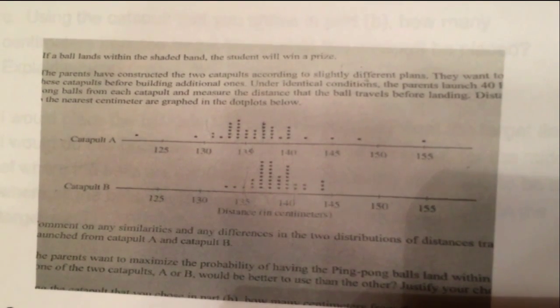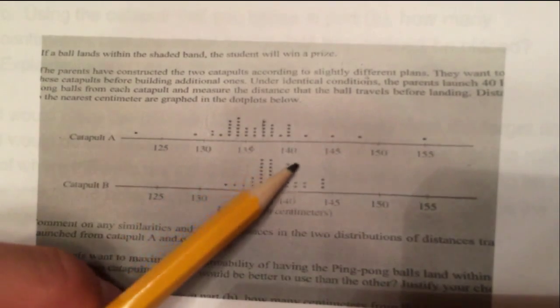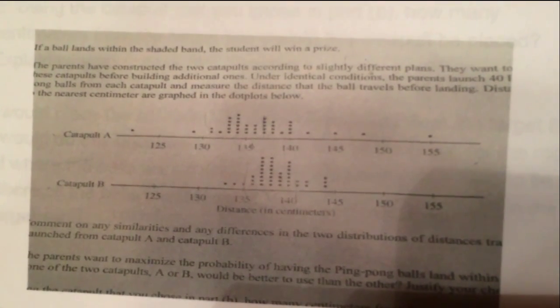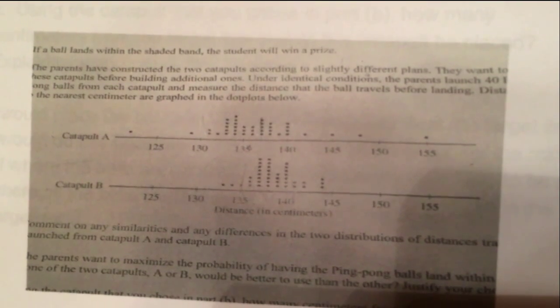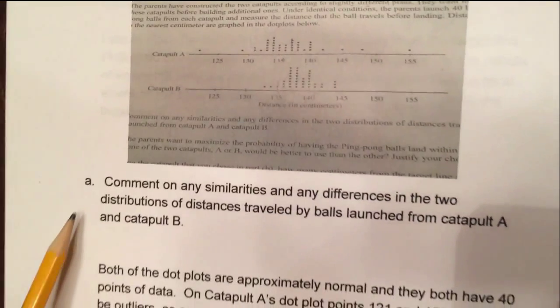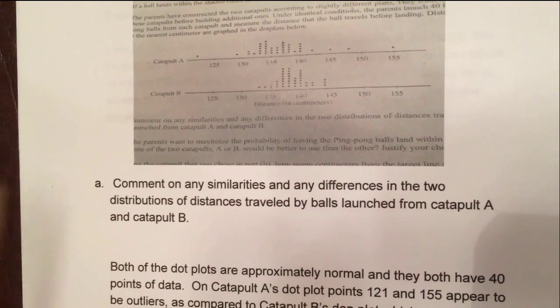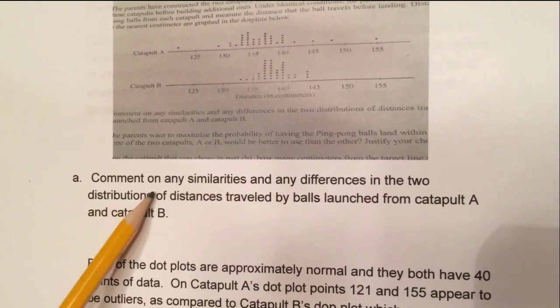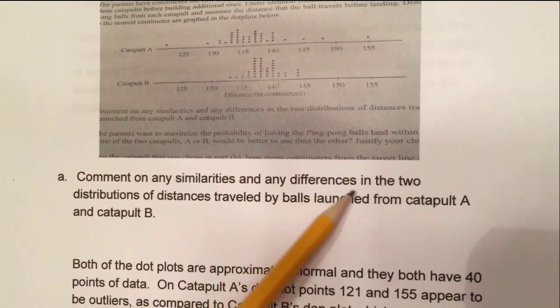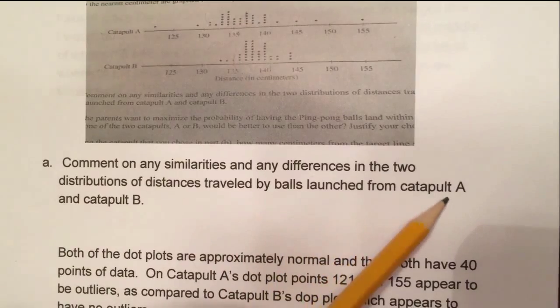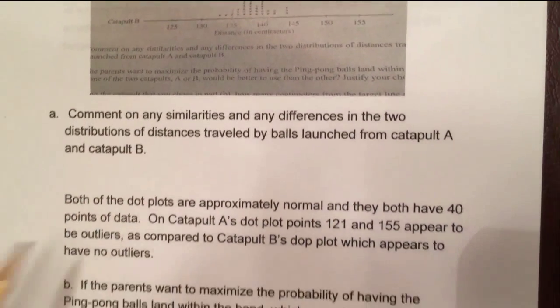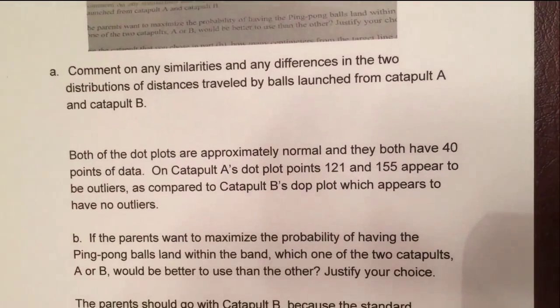Now this competition, they want to be within 5 centimeters. They have a range of 5 centimeters to try to get as many ping pong balls as possible. Okay, so now let's look at our question A. Comment on any similarities and any differences in the two distributions of distance traveled by balls launched from catapult A and catapult B. Okay, so some similarities.